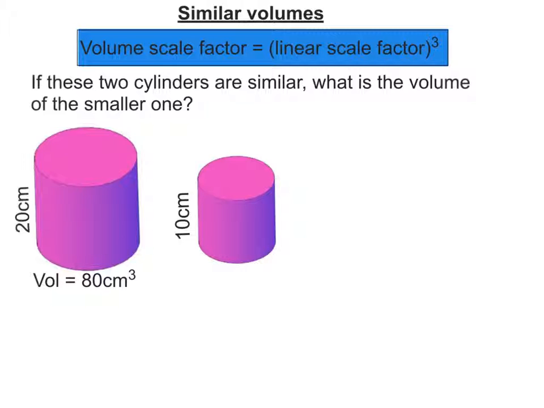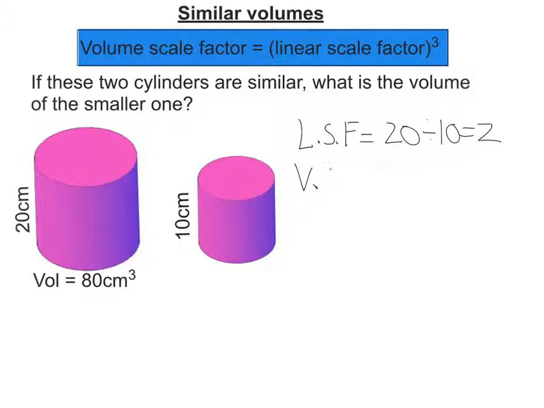We've got two similar cylinders. The smaller one has a height of 10 centimeters, the bigger one 20 centimeters, and the bigger one has a volume of 80 centimeters cubed, and I've been asked to find the volume of the smaller one. So first thing I'm going to do is work out the linear scale factor, as I have two corresponding sides. So big, 20 centimeters divided by 10 centimeters. So my linear scale factor is 2.